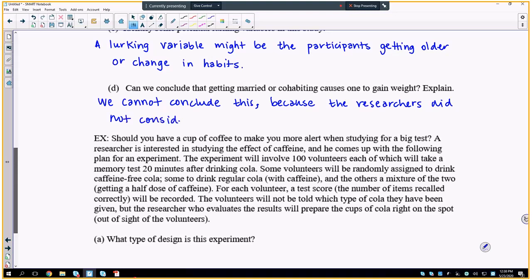So it might be true that getting married or cohabiting causes weight gain, but it might not be true. And we just don't know because we didn't consider enough of the factors.